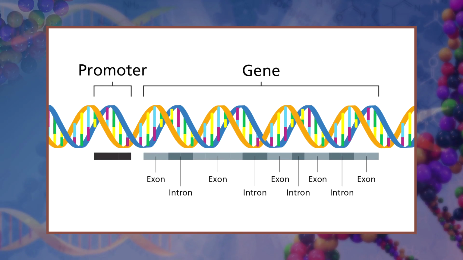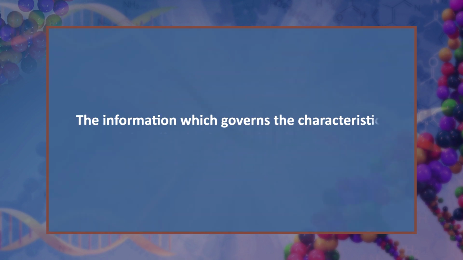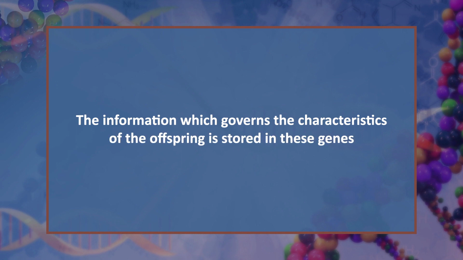The frequency of an allele in a population is the number of occurrences of that allele divided by the total number of alleles of that gene locus. The gene is the unit of heredity which is transferred from parent to the offspring generation. The information which governs the characteristics of the offspring is stored in these genes.